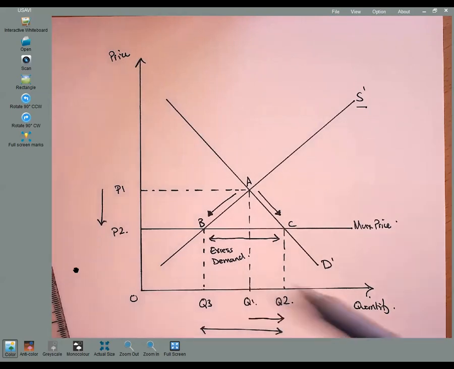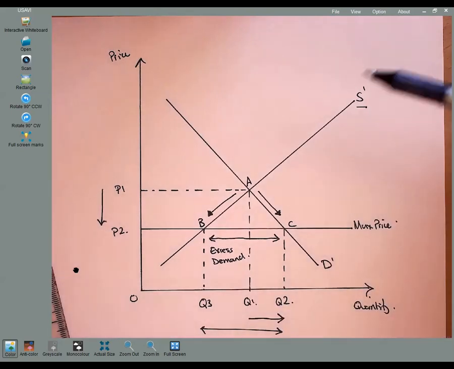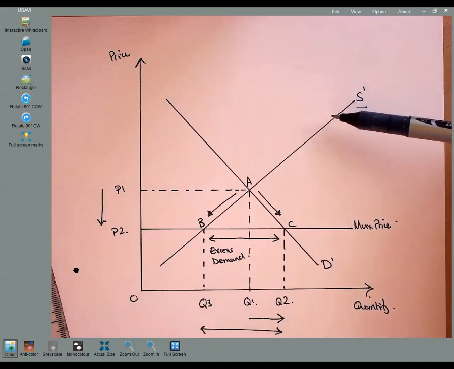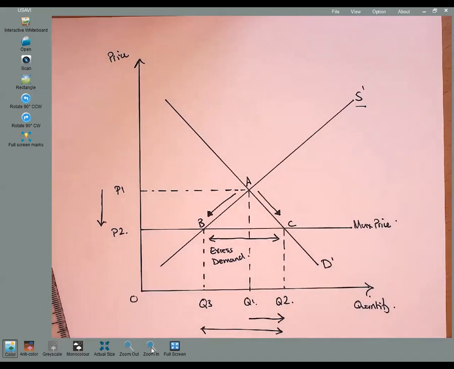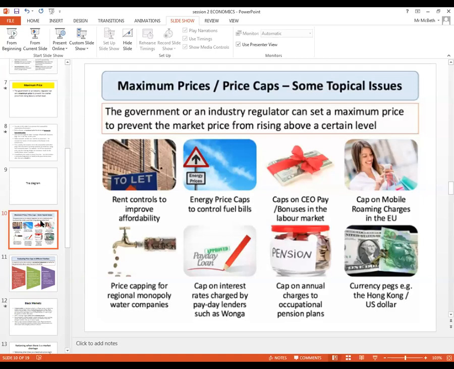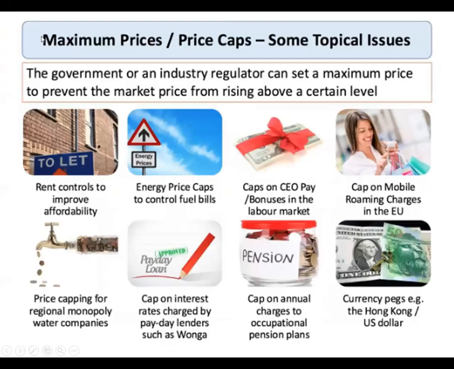Okay, so a minimum price is set above the free market equilibrium, whereas a maximum price is set below the free market equilibrium. Both are legal limits which a firm must comply with. And before we finish off, I'm just going to quickly go over some examples of what would happen if there wasn't a legal limit.